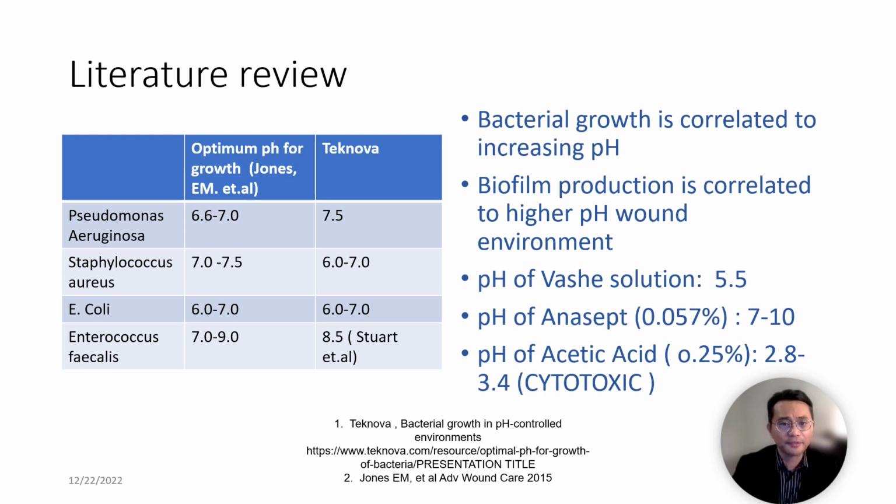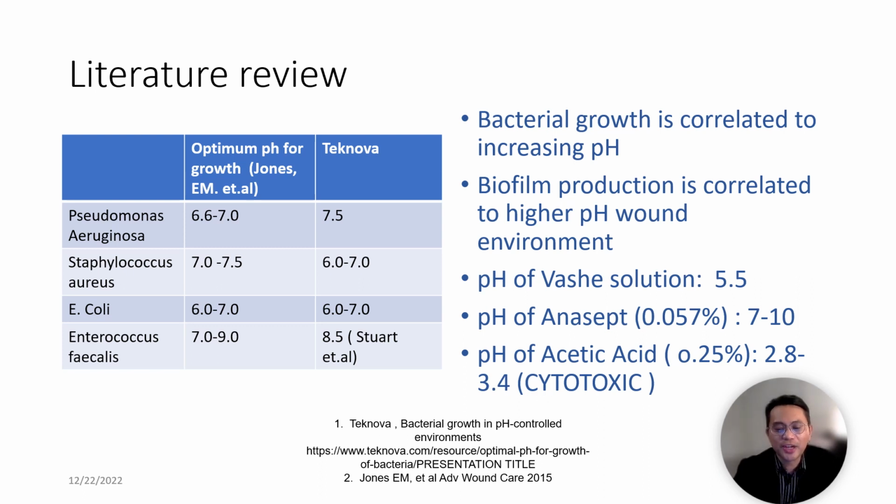Does anyone know what biofilm is? If you don't, we're probably going to do another lecture, another blog, about biofilm so that everybody understands it. What I can tell you right now is that the pH of the Vashe solution is 5.5, the pH of Anasept at 0.57% concentration is 7 to 10, and the pH of acetic acid, at 0.25%, I'm sorry, is between 2.8 and 3.4.